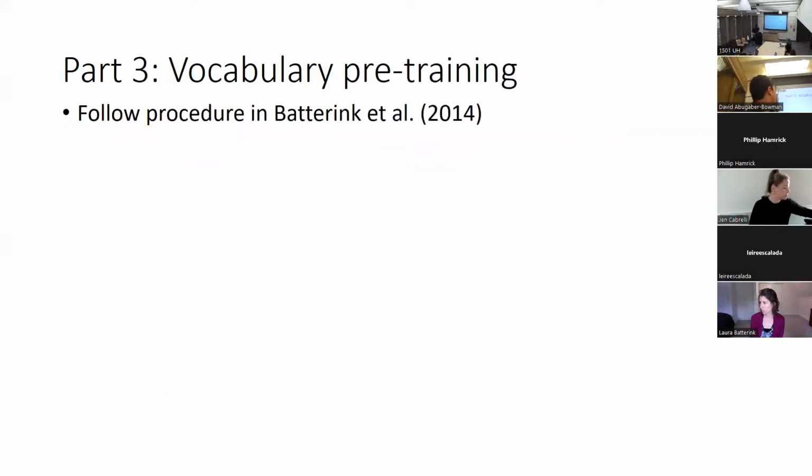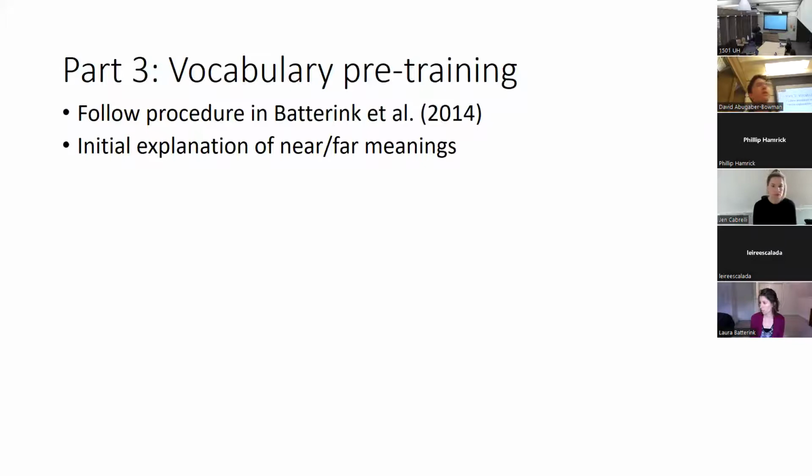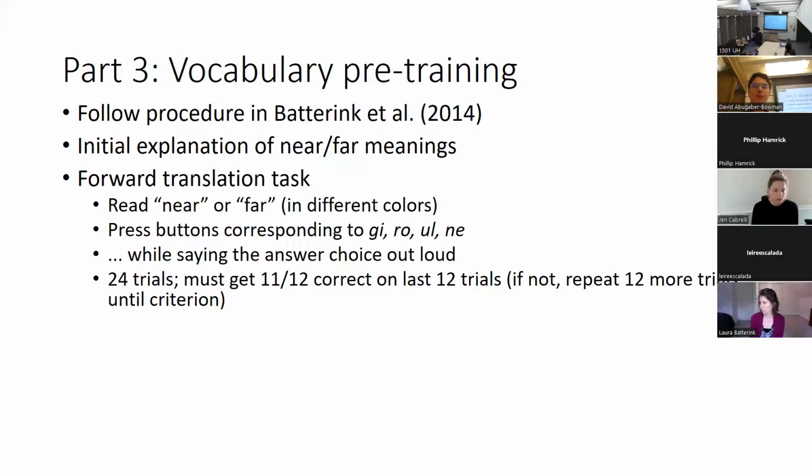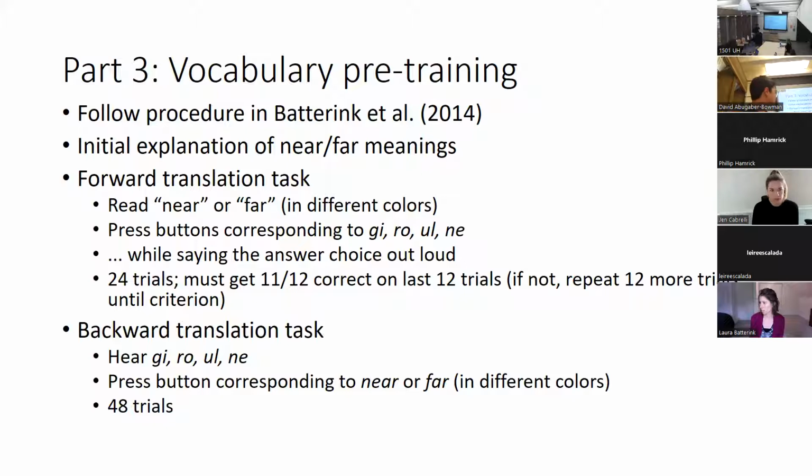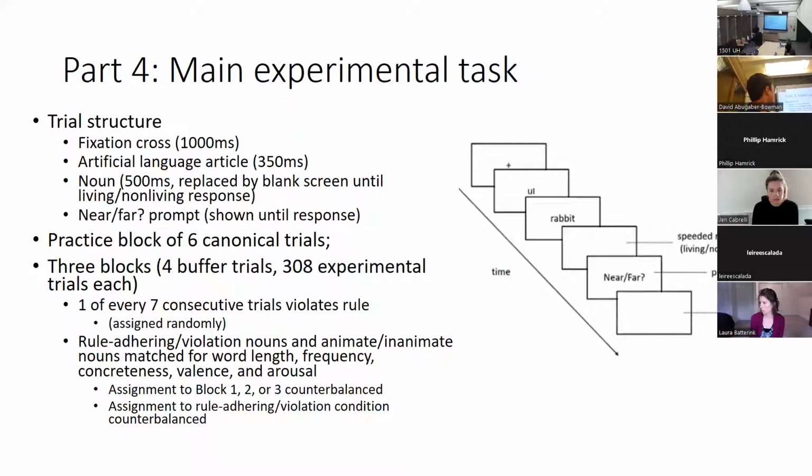After that, we introduced the participants to the ULI and RONE words and their near and far meanings, and then we had them do the same forward and backward translation tasks as in Patterson and colleagues 2014. Here is the screen showing the main experimental task. Like I mentioned before, the pseudo word article and the noun are shown on separate screens instead of together. Critically, in every 7 consecutive trials, 1 randomly chosen trial was chosen to violate the hidden rule. And so we can operationalize grammar learning in this paradigm by comparing rule-adherent versus rule-violating trials.